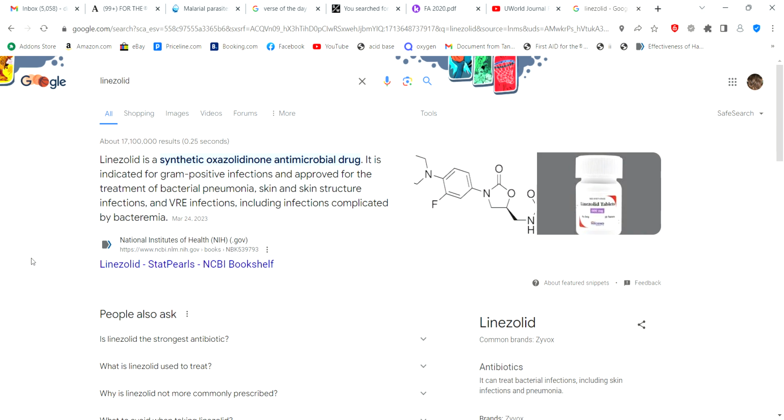COX-1 maintains the gastric mucosa, and COX-1 also deals with TXA2 production. So you have to know aspirin is a COX-1 inhibitor, and that decreases the prostaglandin and the TXA2 in our body, and the side effect of that is GI bleeding. Okay, very important.